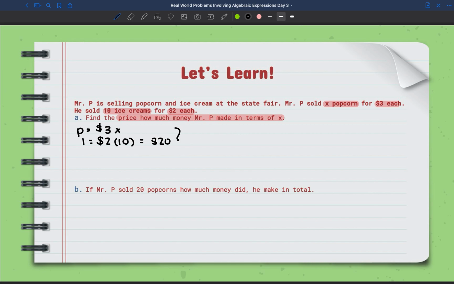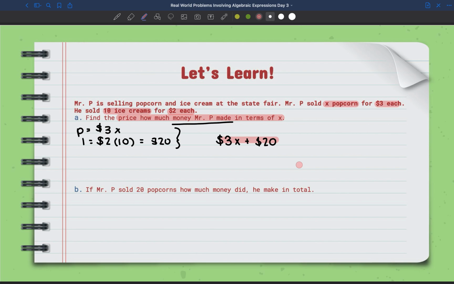Now with this information, we need to create an algebraic expression so we can find out how much money he made in total at the state fair. So we know he sold popcorn for $3 a piece. We don't know how much he sold, so we're going to represent that by X. We're trying to find out how much he made, so we're going to add the $20 that he made from selling ice cream. And this would be our algebraic expression and our answer for part A.